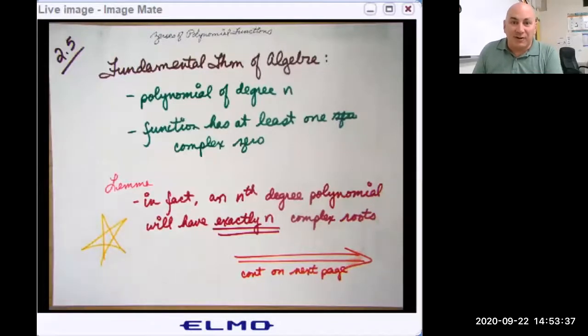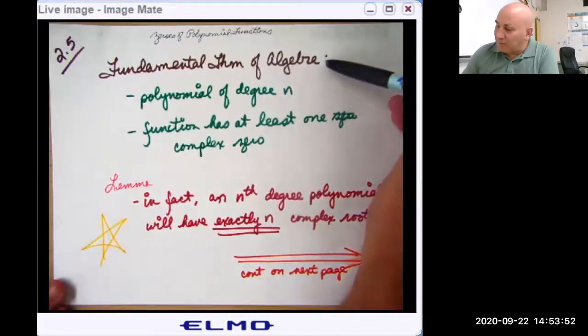Hello again, pre-calculus students. In this video, we're going to learn how to find the zeros of polynomial functions, which, as we've learned earlier, is also going to tell us how to find factors of polynomials. I want to start with the fundamental theorem of algebra.